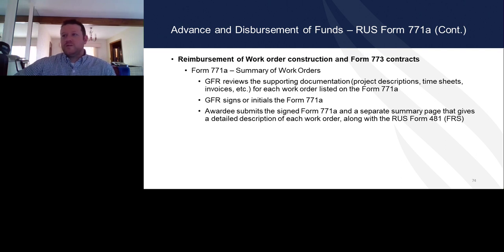Advanced disbursement of funds, reimbursement work order construction for Form 773 contracts. The GFR reviews the supporting documentation, like I said: project description, timesheets, invoices. Each work order is listed on the Form 771A. The GFR signs or initials that, and then the awardee submits the 771A and a separate summary page that gives a detailed description of the work order with the FRS for reimbursement.